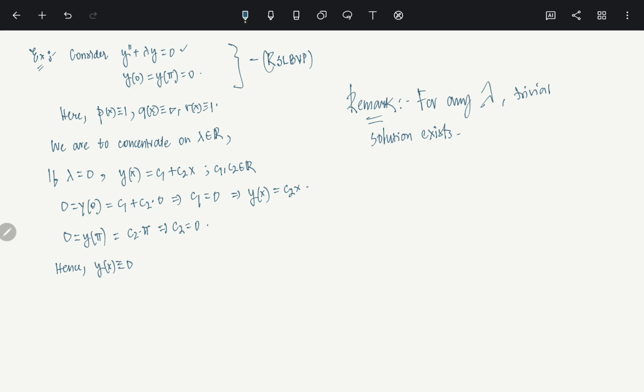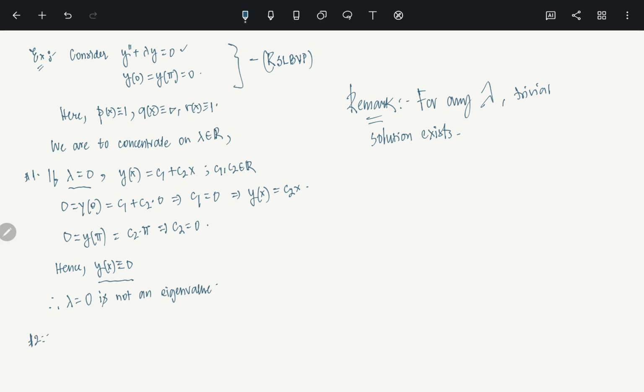The trivial solution is fine, but what about the non-trivial solutions? Basically, you have to find the lambdas for which a non-trivial solution exists. Here, if lambda is 0, y of x equals 0 is the only solution. Since this is the case, lambda equals 0 is not an eigenvalue. Right, so this is case 1.